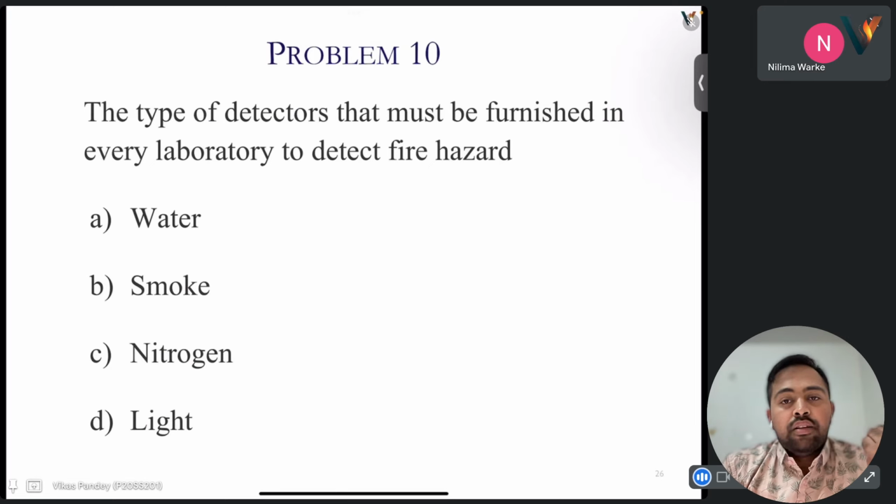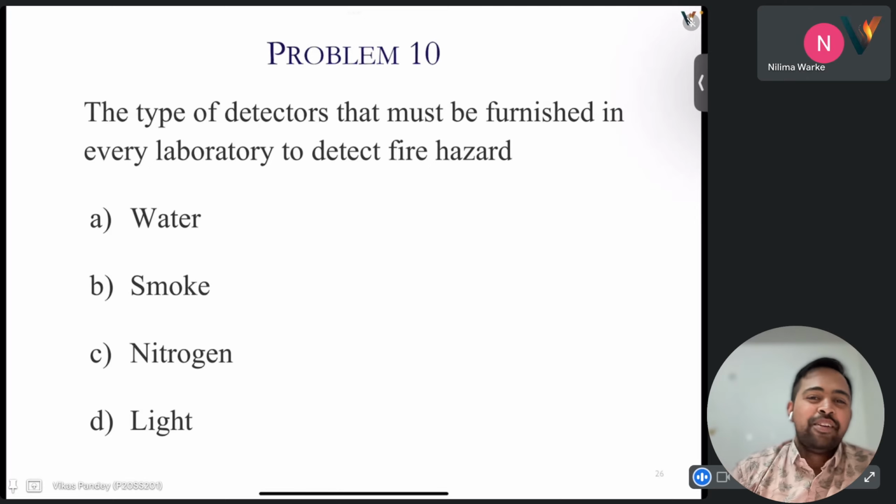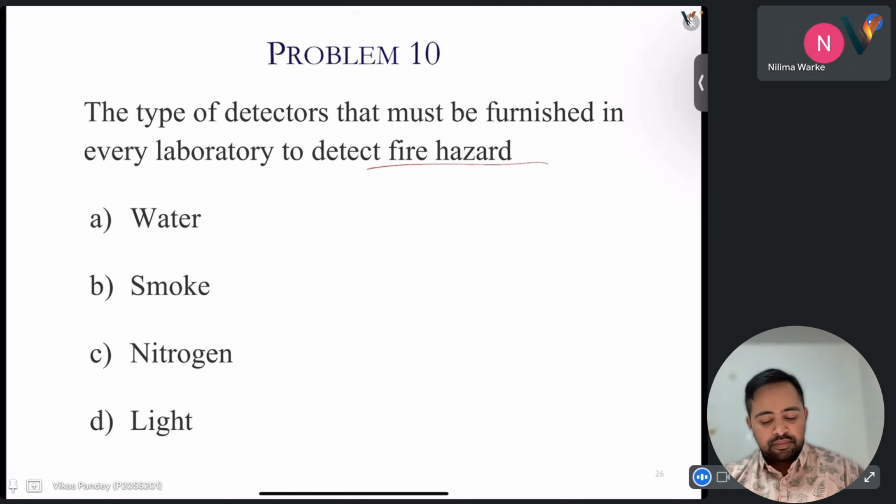The type of detector that must be furnished in every laboratory to detect fire hazard is water, smoke, nitrogen, or light detector. Smoke detector, right? Since it is fire hazard.